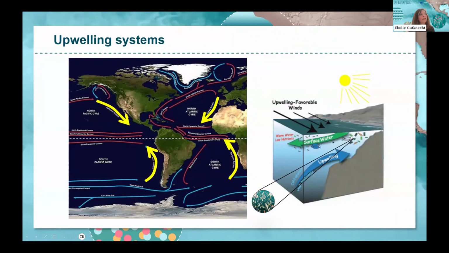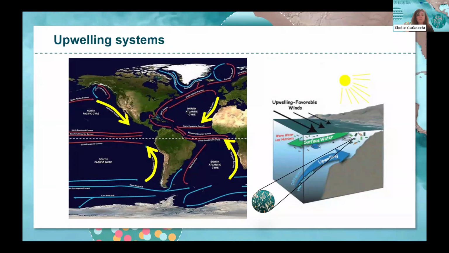Here, the black arrows represent equatorward winds. They blow parallel to the coastline over a long period, at least several days, up to several weeks. So as a consequence, the surface waters along the coast are pushed offshore. And so subsurface waters are pumped up to the surface to replace the surface waters that have been pushed away. And these subsurface waters that rise to the surface are cold and rich in nutrients and carbon.